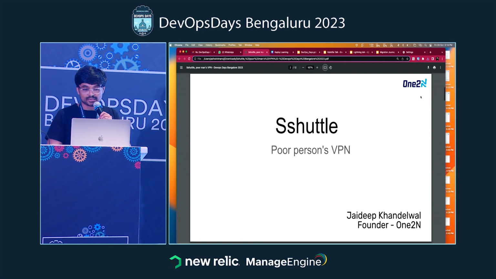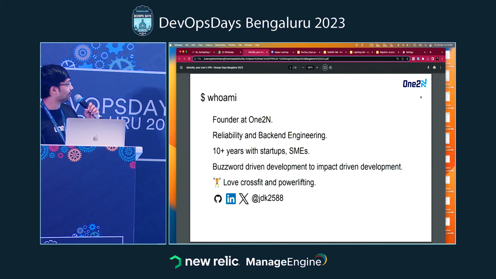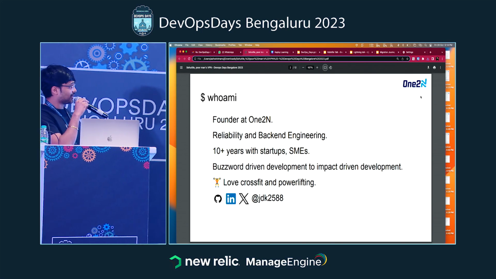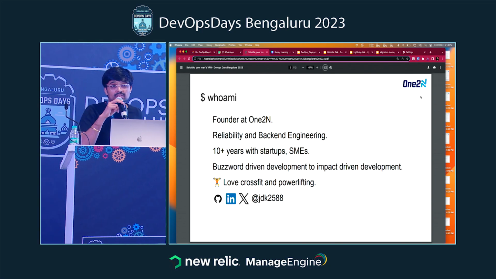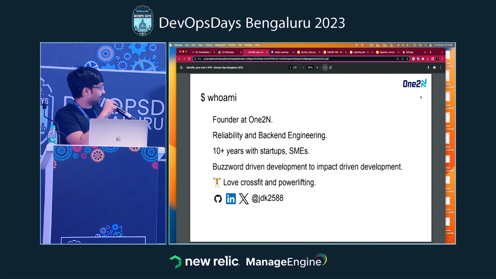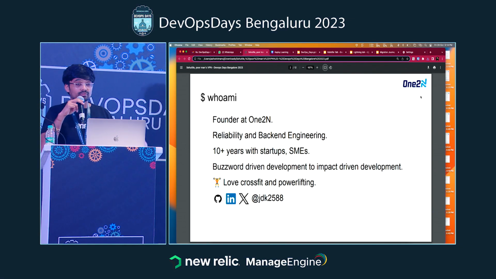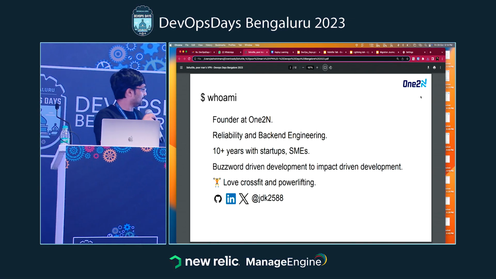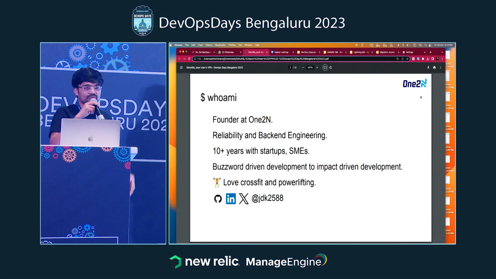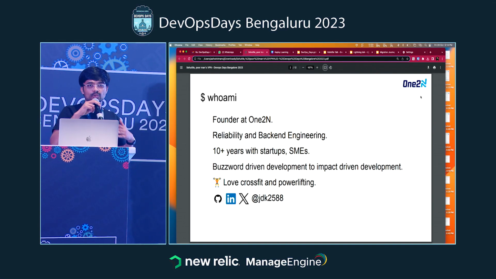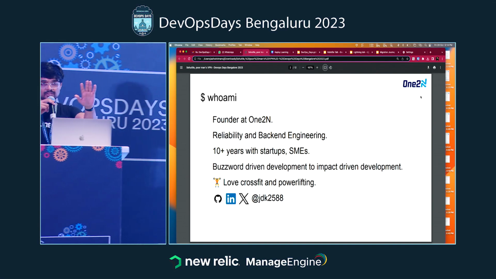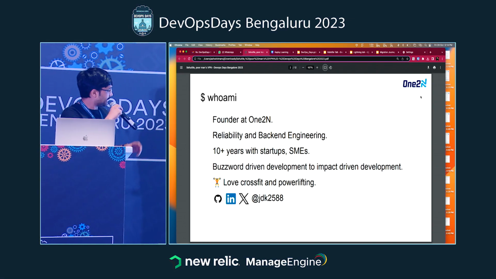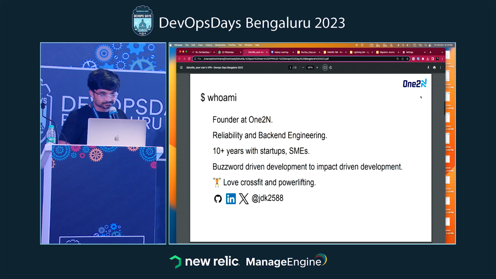I'm Jaydeep. I'm founder at One2N. We are a boutique consulting firm around reliability and back-end engineering. I've worked for 10 plus years in startups and SMEs. Eventually evolved from buzzword-driven development to impact-driven development over a while. I love CrossFit and powerlifting. I don't look like Chad, but I still do that. Trust me, I have photographs. That's my handle, the internet handle that I use everywhere.